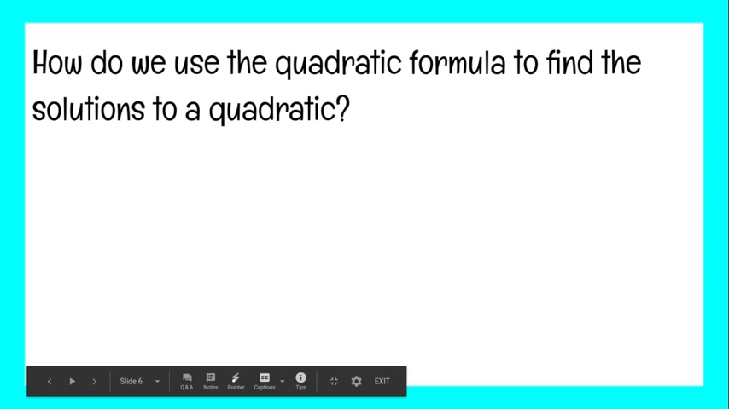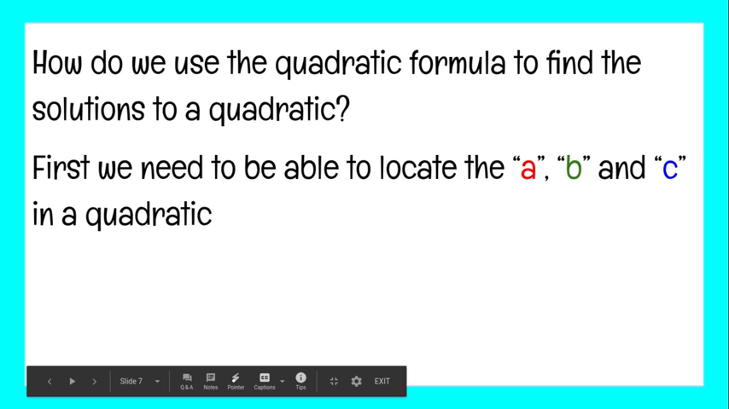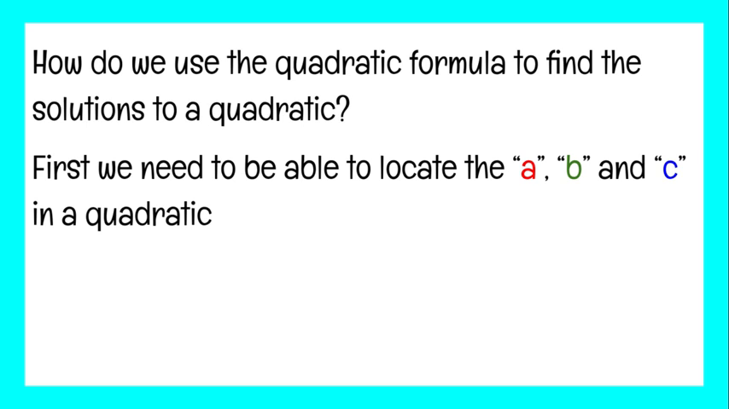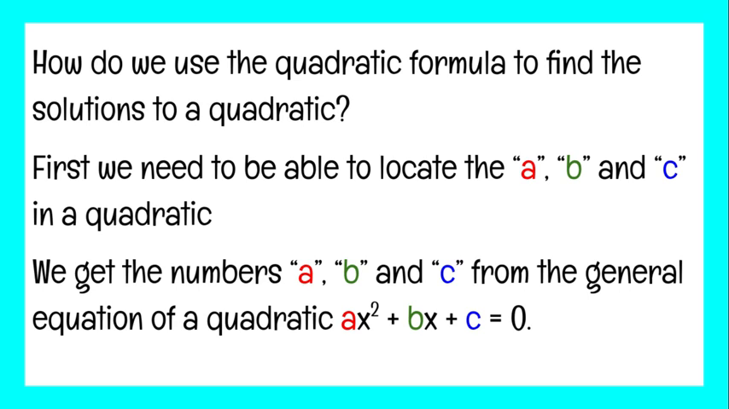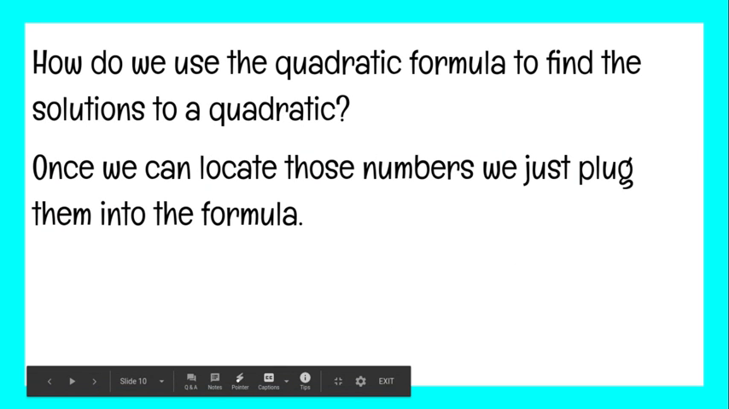All right, so how do we use the quadratic formula to find the solutions to a quadratic? Well, first you just need to be able to find your A, B, and C, because a formula is all about plugging and chugging, plugging into an equation or a formula and then chugging out numbers. So where do we get the numbers A, B, and C from? It's in that general quadratic, ax squared plus bx plus c. The a is the number in front of x squared, the b is the number in front of x, and the c is your constant. But just recognize that it has to be set equal to 0. So once we locate those numbers, we just plug them into the formula.